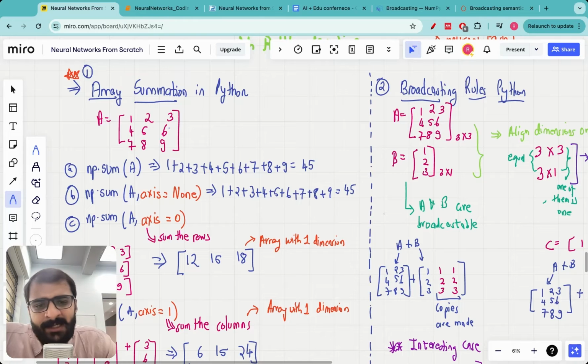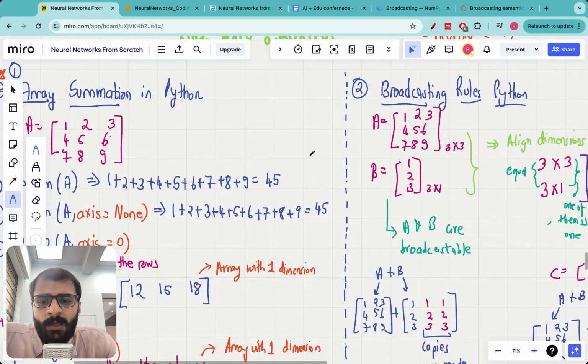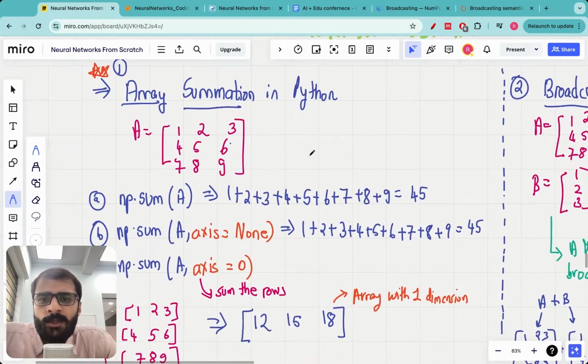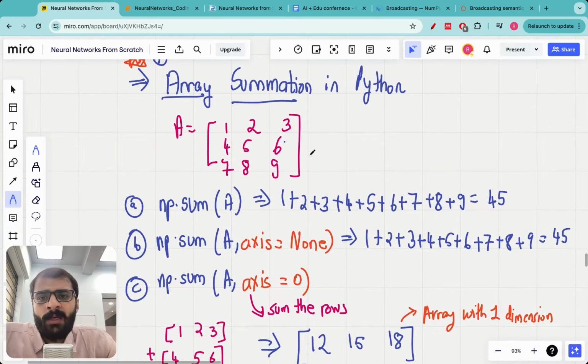But once you understand the basics, then you will never forget these concepts. So I think it's worthwhile to have a separate lecture on these two concepts. If you are already aware of these, then please feel free to skip this lecture and directly move to the next one. So I'm going to zoom in a bit on the array summation right now, and then we will move to broadcasting in the second half of this lecture.